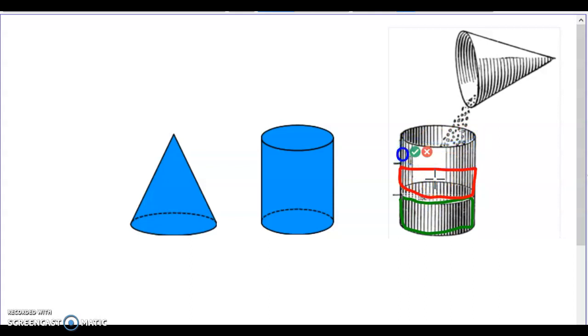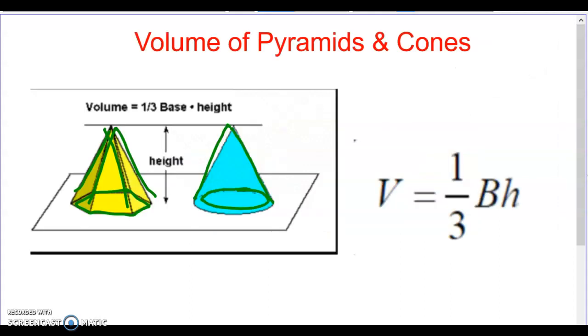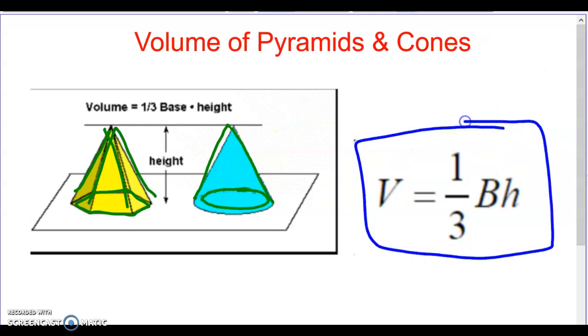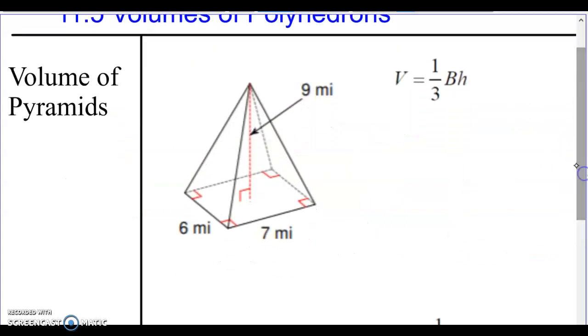So cones and cylinders, or pyramids and prisms, of the same height and the same base are just going to be one third of each other. That's what our formula is here. The formula we're going to be using today is 1/3 big B times H. It really isn't anything different than what we were doing last time. The only thing is we're going to put a 1/3 in front of it. Okay, so here's some examples.